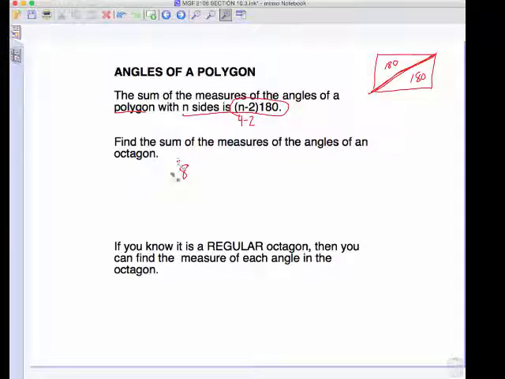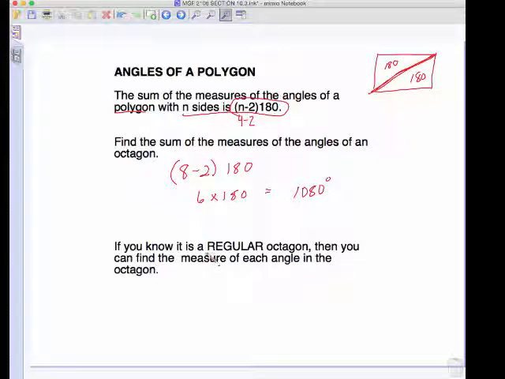Octagon has 8 sides, so I'm using this formula. And be sure on your calculator, if you're going to enter this the way you see it, that you put the 8 minus 2 in parentheses. Of course, you could just do 8 minus 2 in your head and get 6, and then just enter 6 times 180, which is going to give me 1080. So the octagon has 1080 degrees in the whole octagon.